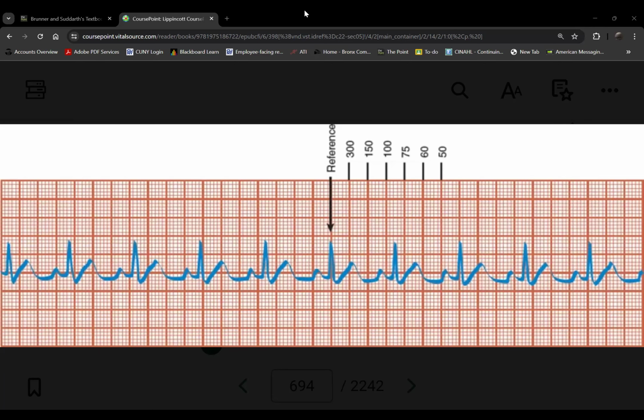How many seconds is one big box? 0.2 seconds. So therefore, 1 second will have how many big boxes? If each big box is 0.2 seconds, how many big boxes in 1 second? 5, right? 0.2 times 5 equals 1. So 1, 2, 3, 4, 5, that's 1 second. 1, 2, 3, 4, 5, that's 2 seconds. 1, 2, 3, 4, 5, 3 seconds. So you put a 3-second marker there.